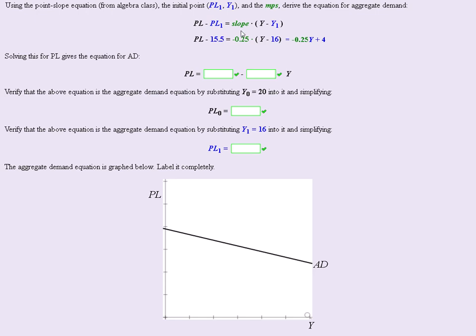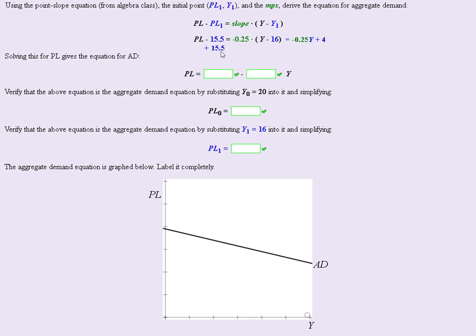I'm distributing the negative 0.25 to the y right here, and then I'm distributing the negative 0.25 to the negative 16. What is negative 0.25 times negative 16? Well, it's 4, correct? Negative 0.25 times y is negative 0.25 times y. Negative 0.25 times negative 16 is a positive 4.